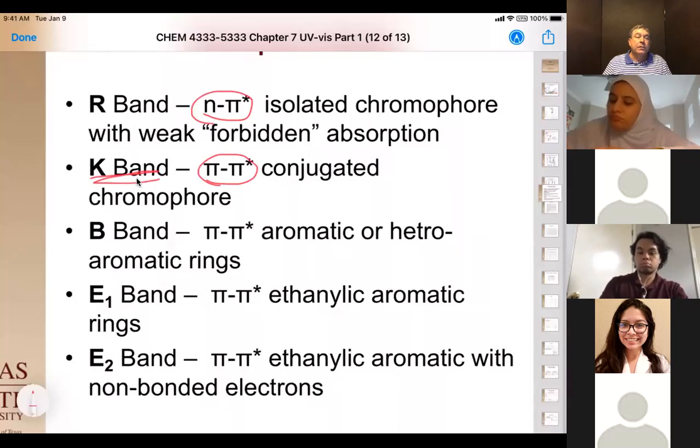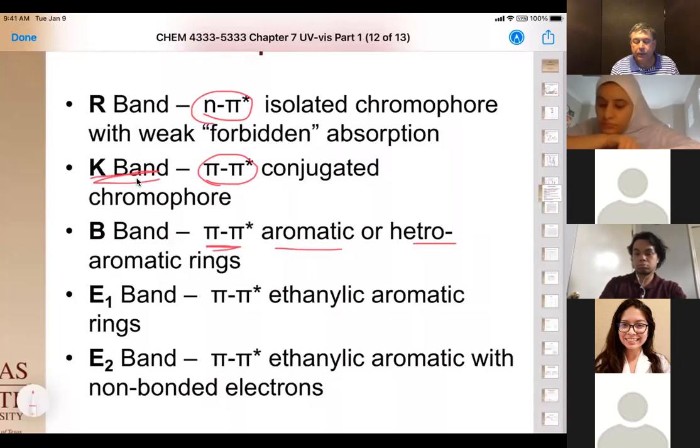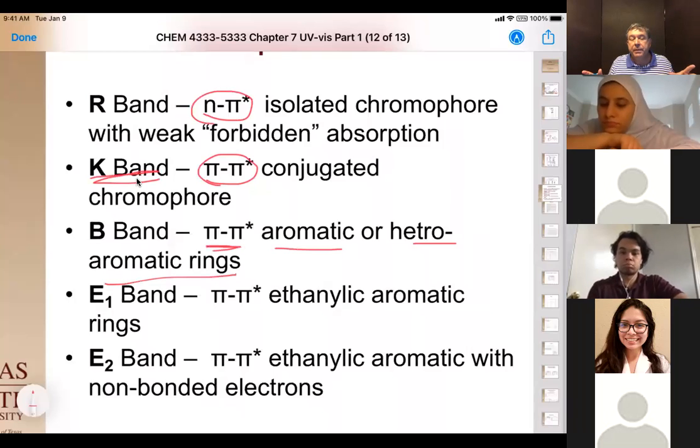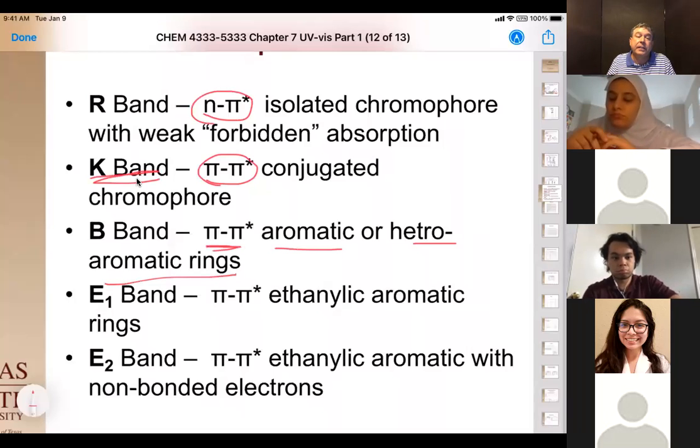Okay. So the B band is found in the pi to pi star in aromatic or heteroaromatics. So this begins our benzoid peak, and so we only see this band in aromatic rings, because the aromaticity changes the electronic structure.